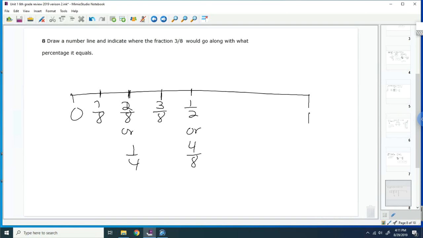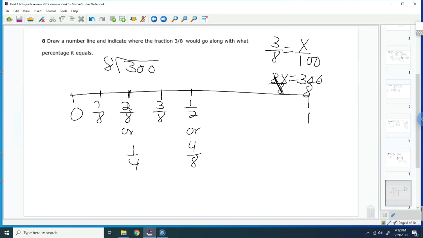So now you have to find the percentage. So you're going to do 3/8 is equal to x over 100. You get 8x equals 300. Divide by 8. So you're going to divide 8 into 300. When you do that, 8 goes into 30 3 times, which is 24. 8 goes into 60 7 times. And then you should finish and you get 27.5%.